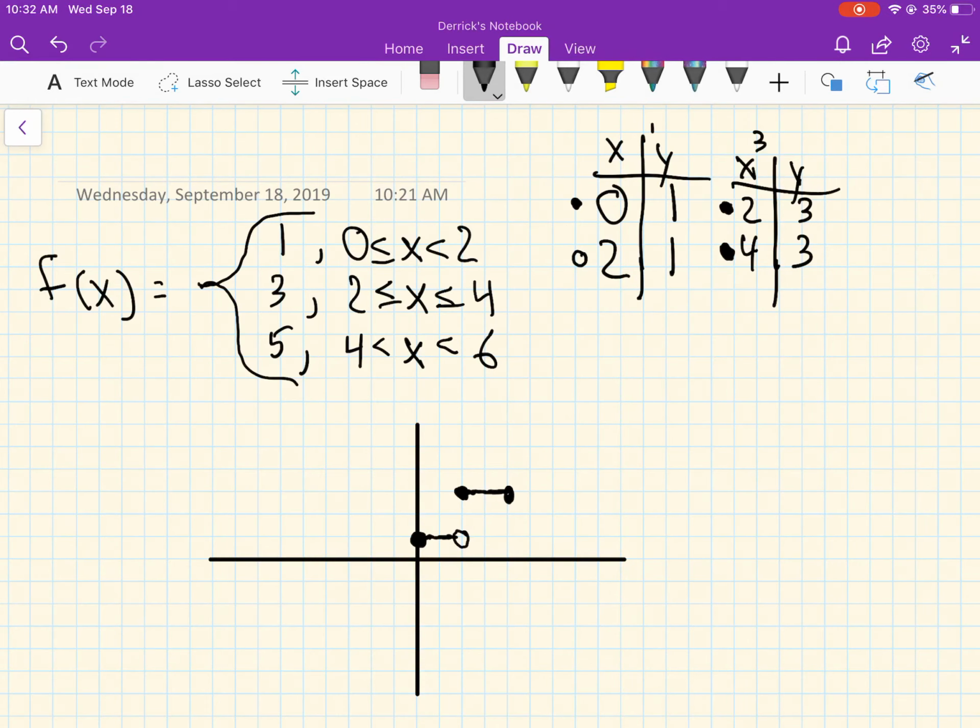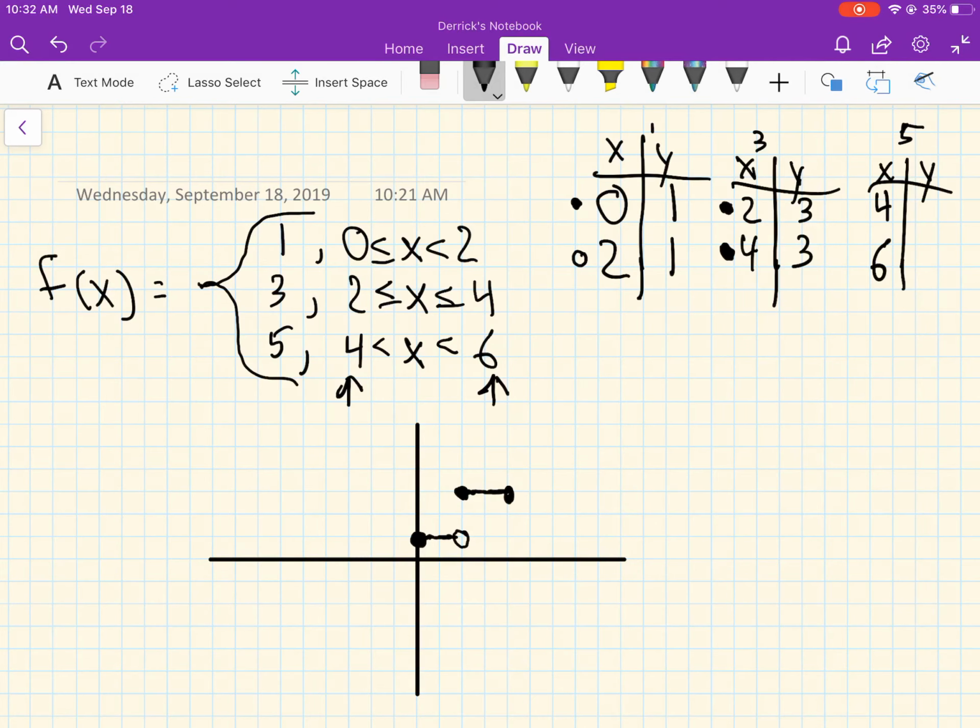Now, we're ready to look at the very last piece, the 5. So we've got f of x equals 5, when 4 is less than x is less than 6. Again, let's do an xy table. Now, once again, there's not a whole lot of use for it, but we still can label what our points are going to be. I'm going to use 4 and 6 for my x values because those are the x values I was given. You don't have to use those.